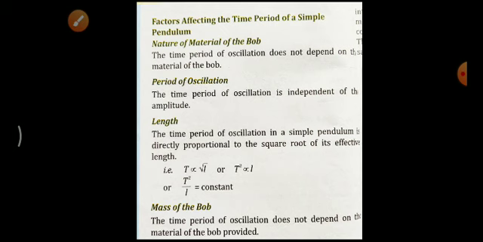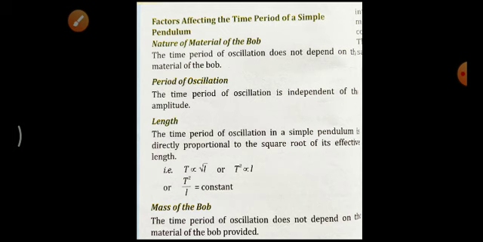If we perform the experiment repeatedly, continuously changing the length of the pendulum and measuring the time period, and then find the ratio T square divided by L, it is always coming constant. So T square is directly proportional to the length, or T is directly proportional to the square root of length. Then the next one, mass of the bob.